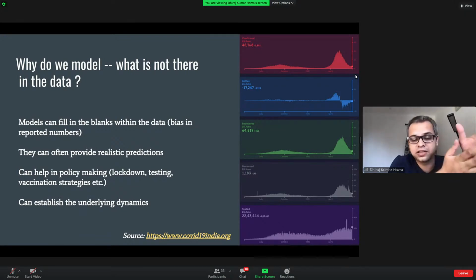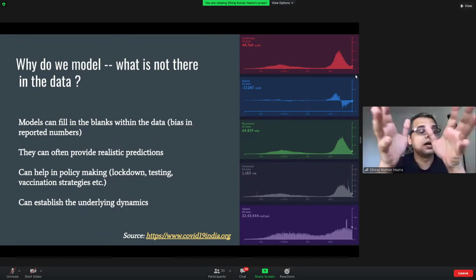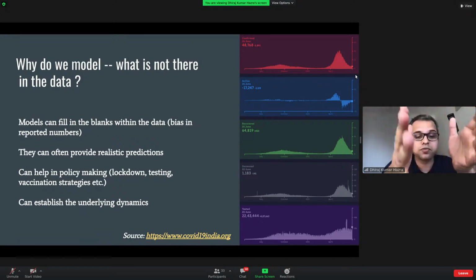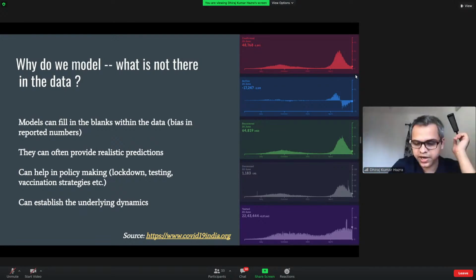For example, we can trace what happens if the lockdown is extended for a certain duration, or if the testing is extended. Or, for example, the vaccination strategies: if we vary our vaccination strategy, what happens? Are we reducing the infection, stopping the progress of the pandemic, or making the deaths smaller? These are some questions that we can ask from the model. And finally, from one wave, we can establish the underlying dynamics for the progression of this pandemic.